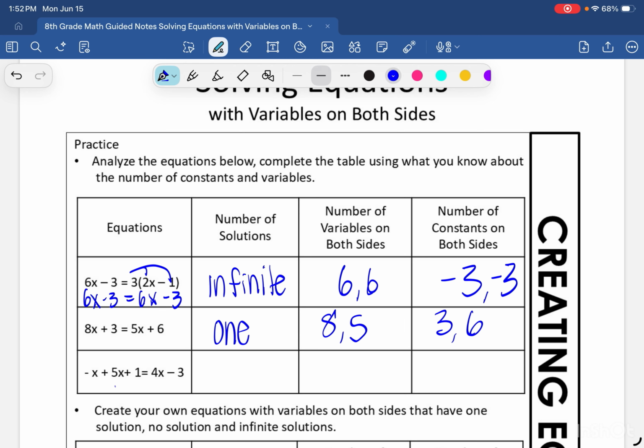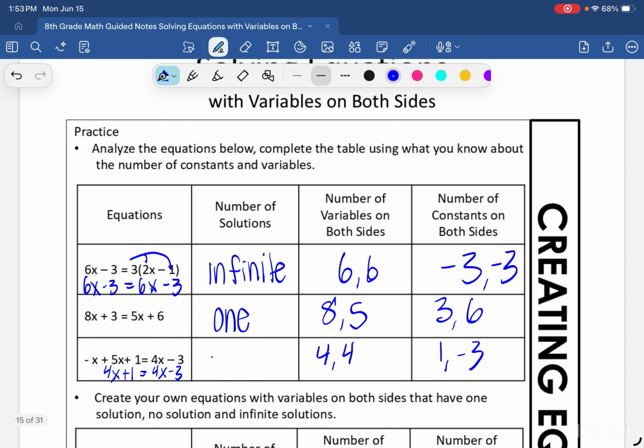This next one, we're going to simplify it. So negative x plus 5x, that's 4x plus 1 equals 4x minus 3. I notice that the variables on each side are 4 and 4, and my constants are 1 and negative 3. So same variables, but different constants. That's going to give me no solution.